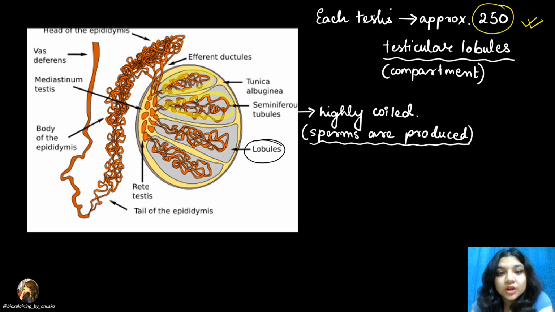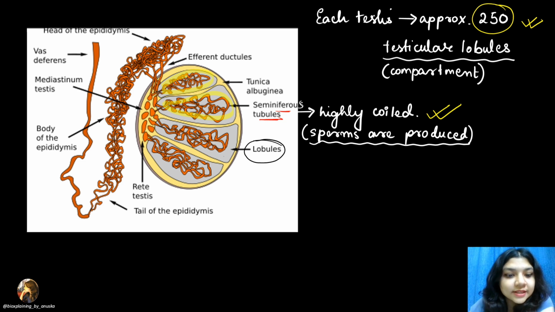right? Now look inside the testicular lobule. What is present inside the testicular lobule? You will find that there is this coiled red colored structure which is known as the seminiferous tubules. Okay, what are they? These are seminiferous tubules. So these seminiferous tubules are highly coiled structures. What is their function? Their function is to produce sperms. So sperms are produced from these seminiferous tubules.